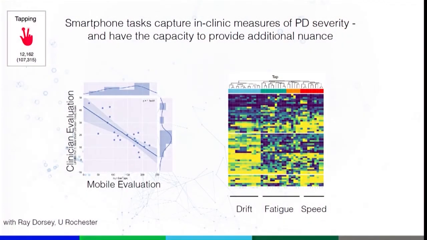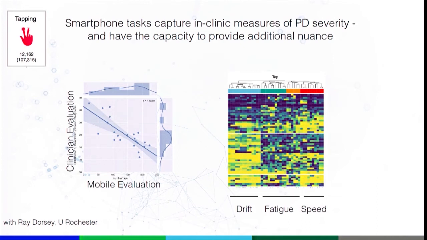Internally, we did some standard feature extraction and started to take a look at what the data could and couldn't tell us. And so I'll just take you through a couple of quick examples of what we found. So for the tapping test, which I already described to you, we were able to first show that the outcomes of this test were in fact correlated with standard in-clinic measures performed in those same individuals.